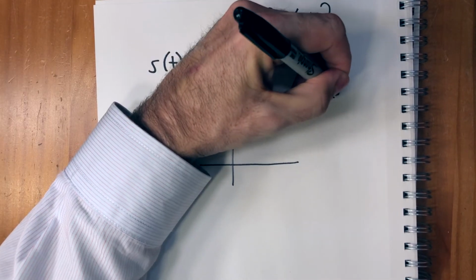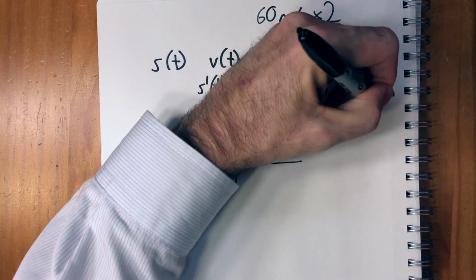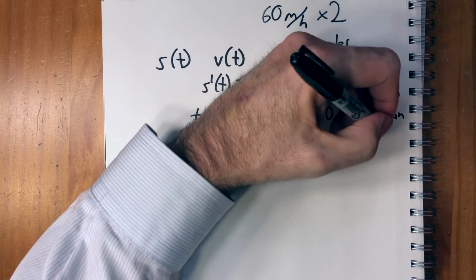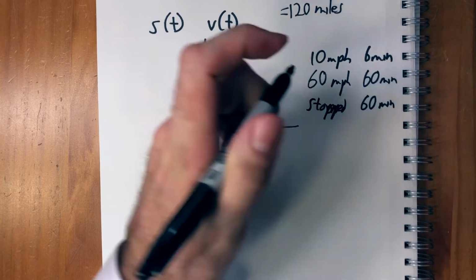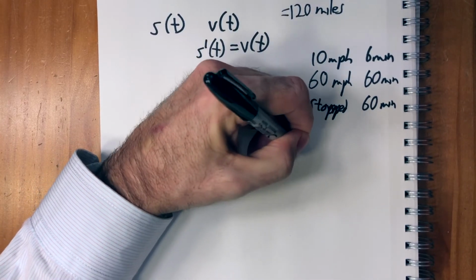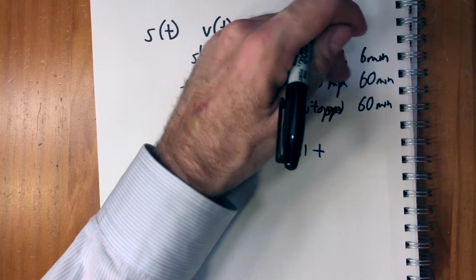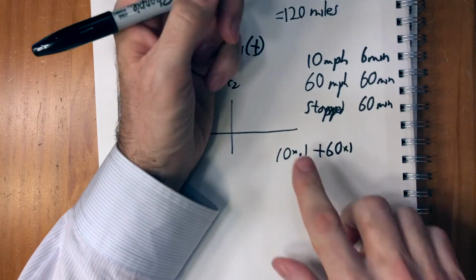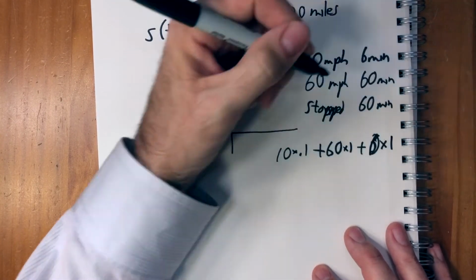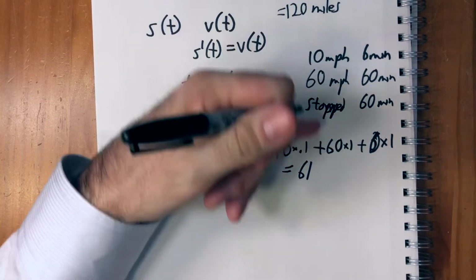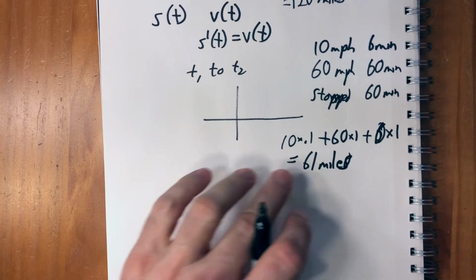So we went 10 miles per hour for 6 minutes, 60 miles per hour for 60 minutes, and then we stopped for an hour. So how far have we gone? Well, we went 10 miles an hour. This is 1/10 of an hour. So that would be 10 times 0.1, plus, then we went 60 miles an hour for 60 minutes. So that's 1 hour, so that's plus 60 times 1. And then we stopped, plus 0 times 1. So it totals 61. So we went a total of 61 miles, right? Our change in position was 61 miles.